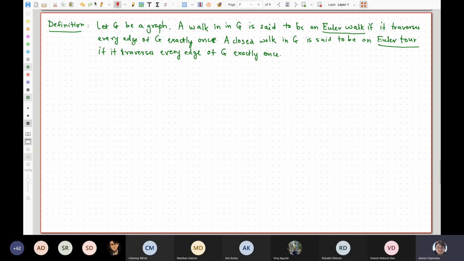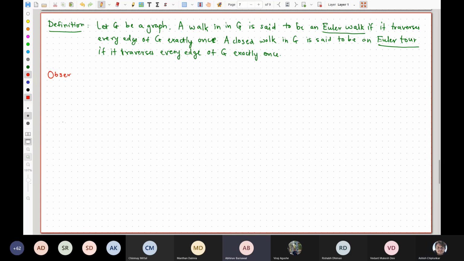So let me just note this as an observation. A closed walk in G is said to be an Euler tour if it traverses every edge of G. Oh sorry, every edge. Fine.